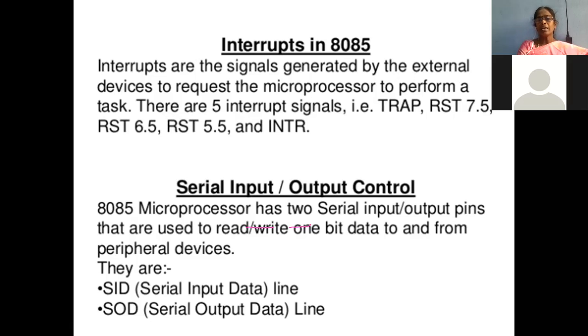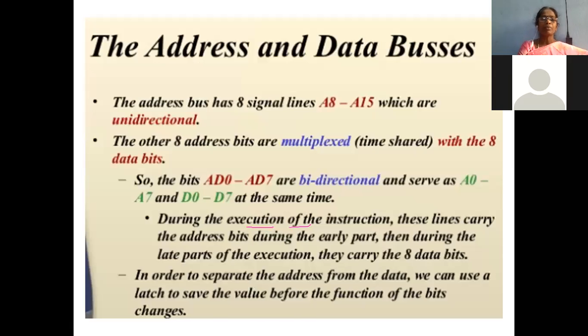And serial data, input output data. Okay, so we are having SID and SOD, serial input data line, serial output data line. So through this line, the microprocessor can communicate with the external devices. Serial data can be read and serial data can be written into the external device, right?